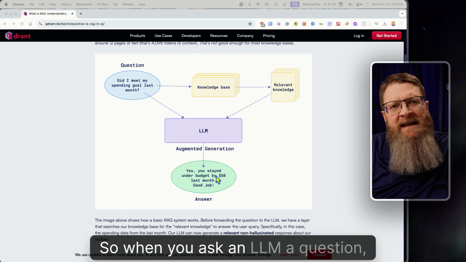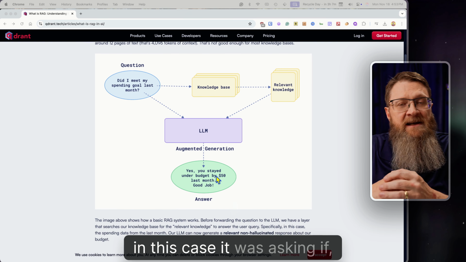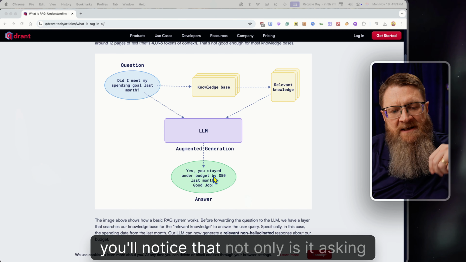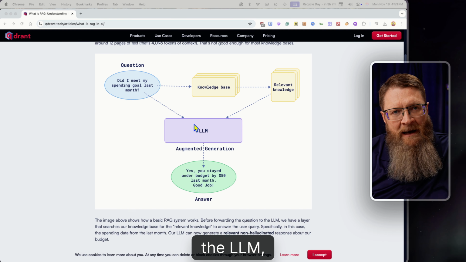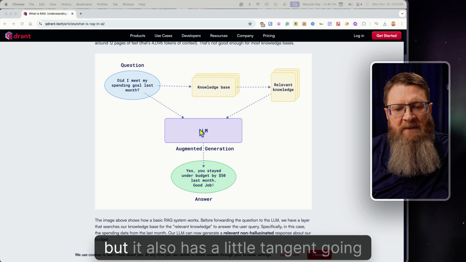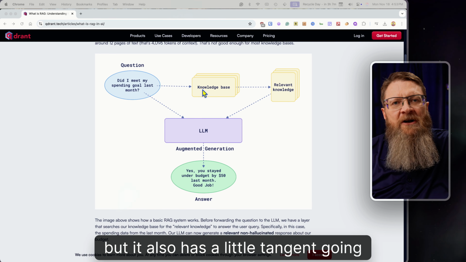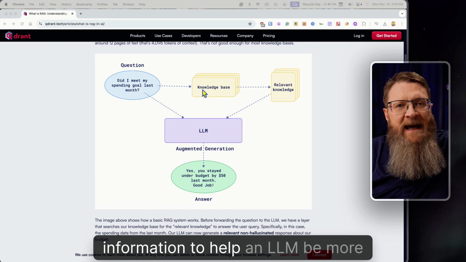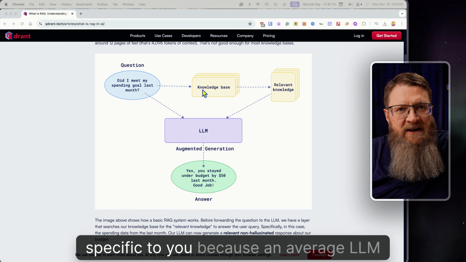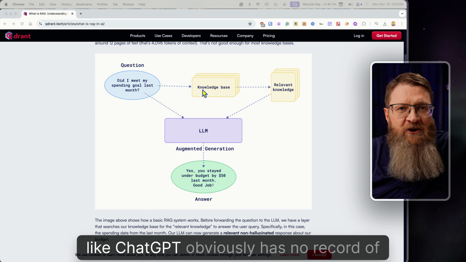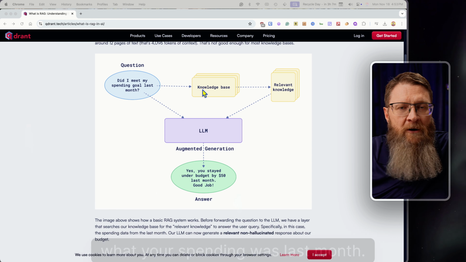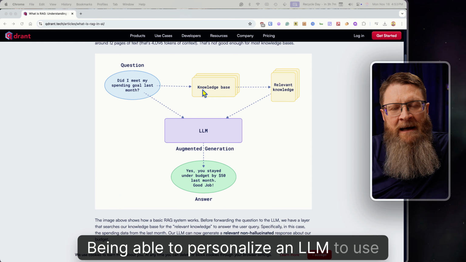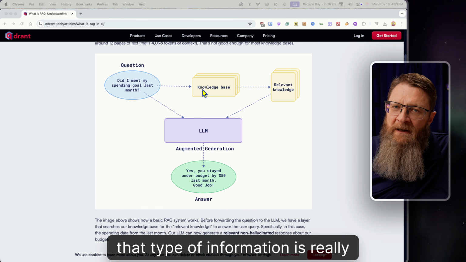When you ask an LLM a question, in this case, it was asking if it met its budget goals or spending goals, you'll notice that not only is it asking the LLM right down here in this blue box, but it also has a little tangent going into a knowledge base. This is where you can add your information to help an LLM be more specific to you, because an average LLM like ChatGPT obviously has no record of what your spending was last month. Being able to personalize an LLM to use that type of information is really powerful.